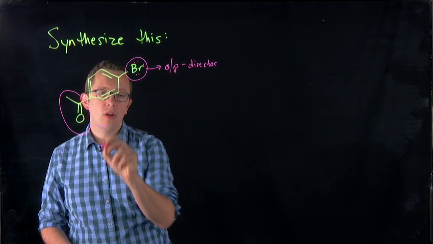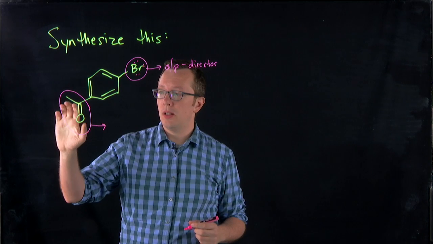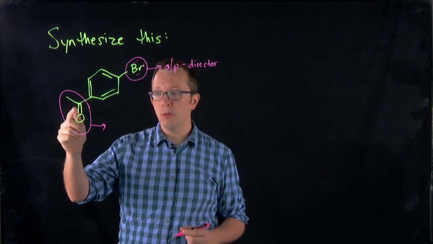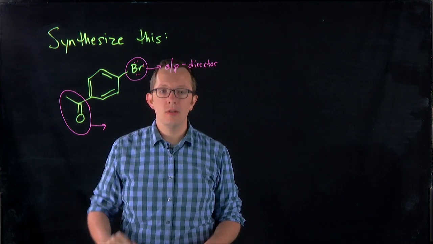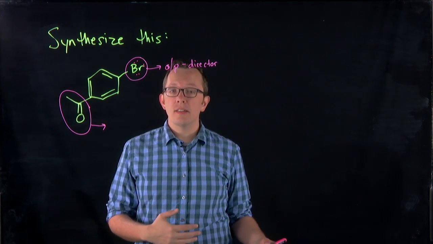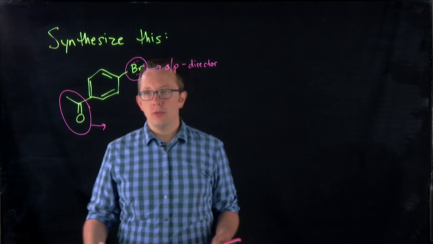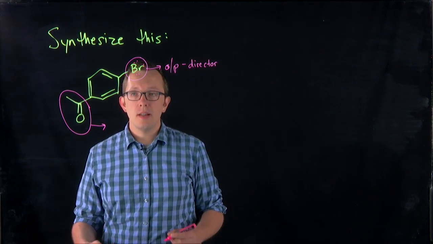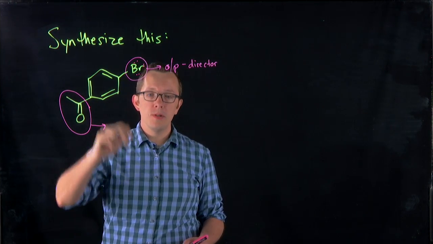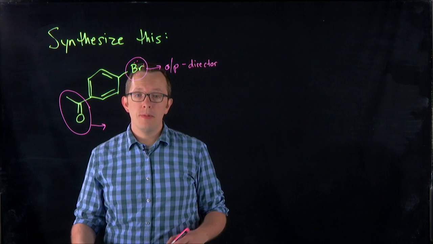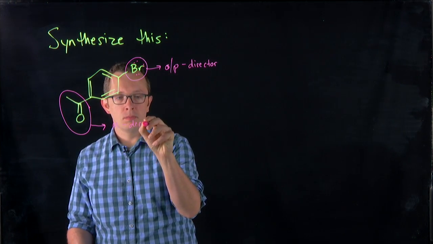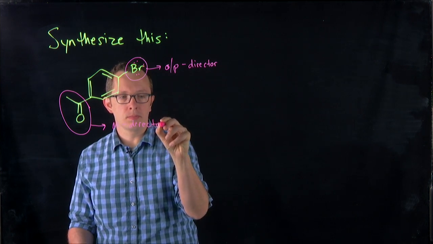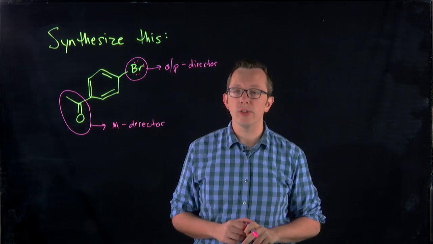Our ketone is also a deactivating group because we can remove electron density from the benzene ring by resonance with the carbonyl. Because it's a deactivating group, it is now a meta-director because we are removing electron density from the ortho and para positions, while leaving the meta positions alone. So it is a meta-director.